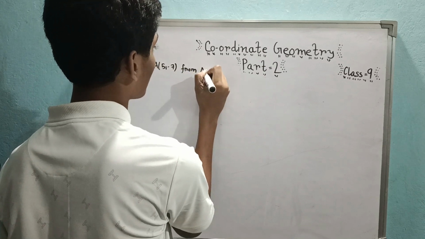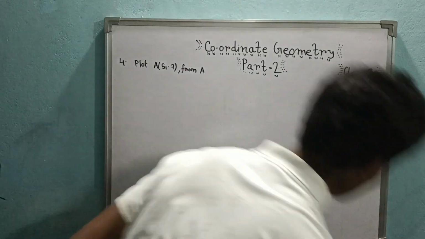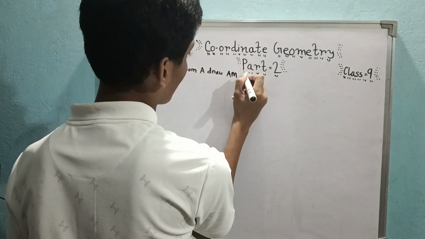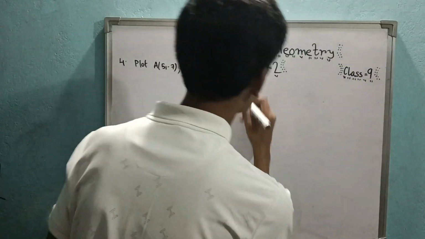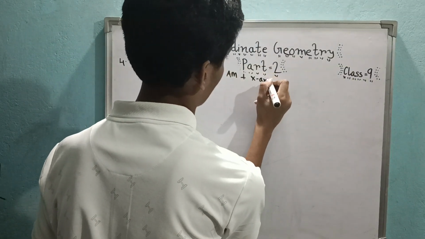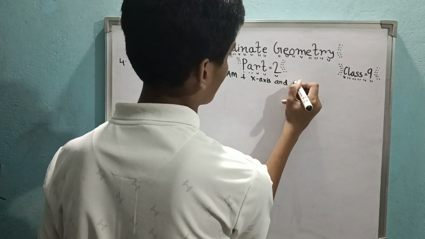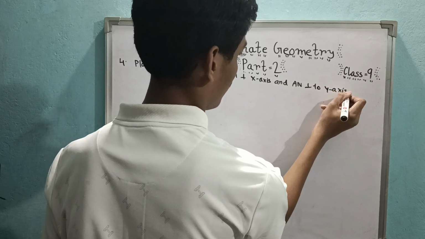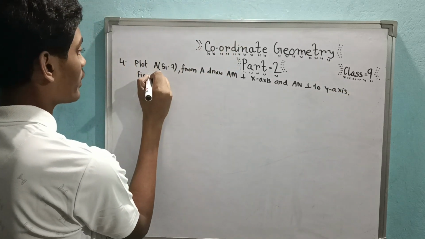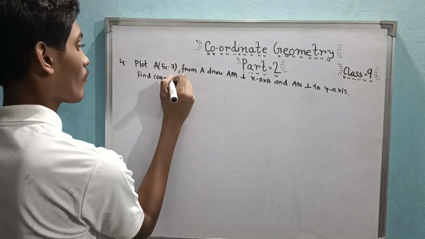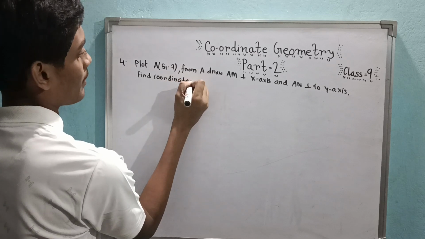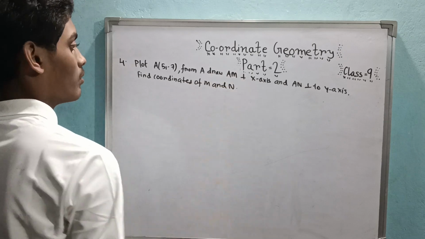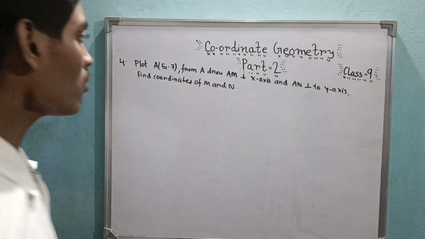From A, draw AM perpendicular to x-axis and AN perpendicular to y-axis. Find coordinates of M and N. And like a foolish person, I have again rubbed the graph paper. Not graph paper, graph. Not a big deal.